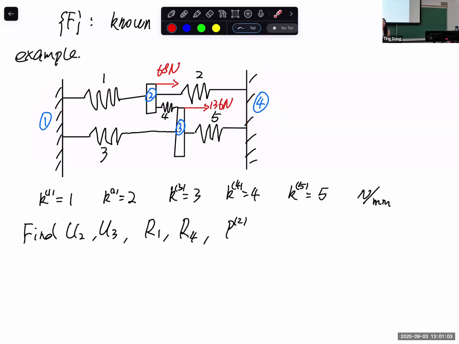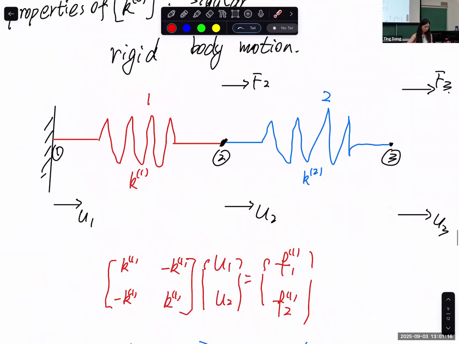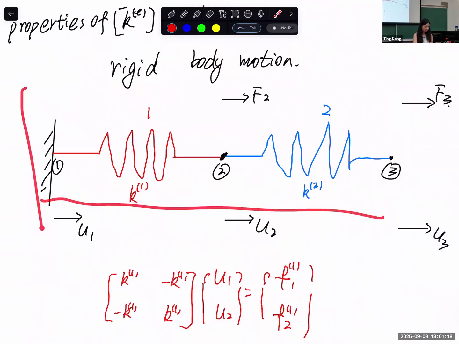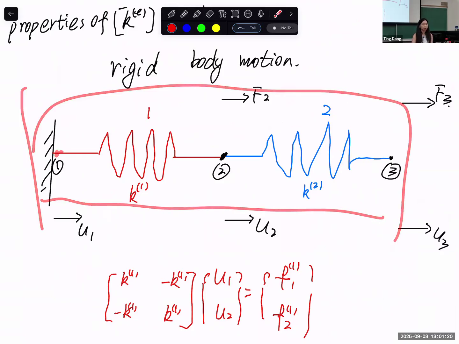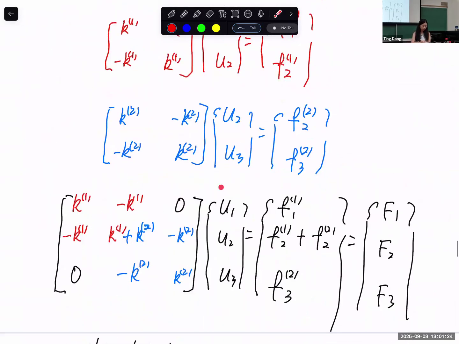Make sense or not? Now, okay, your question. Yes. You can check this one. Now, for this system, you have 3 nodes, right? And 3 nodes means this is 3 degrees of freedom. But of course, this is the simplest element we are learning now.